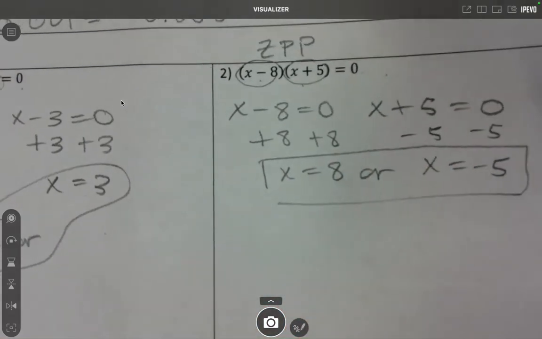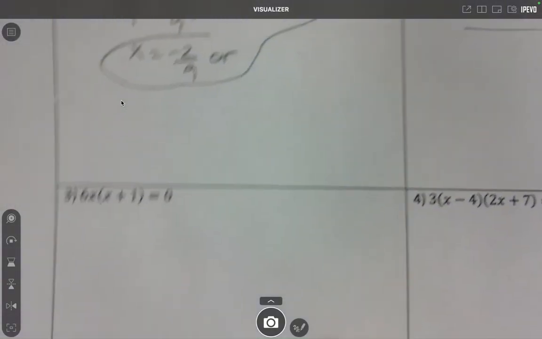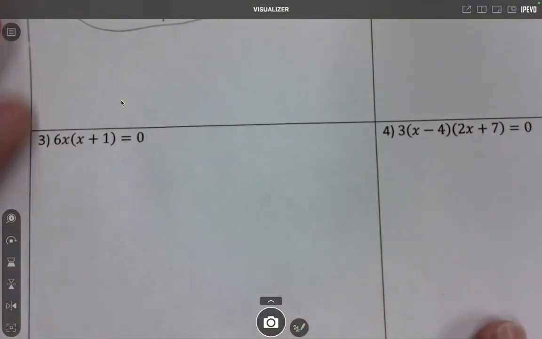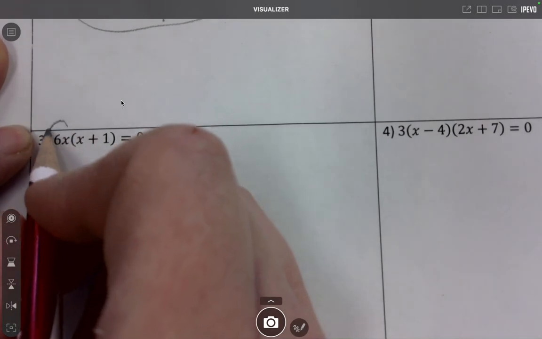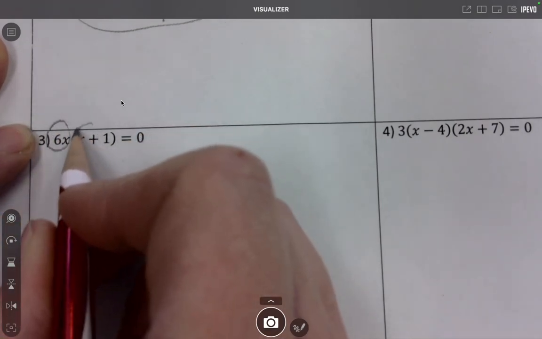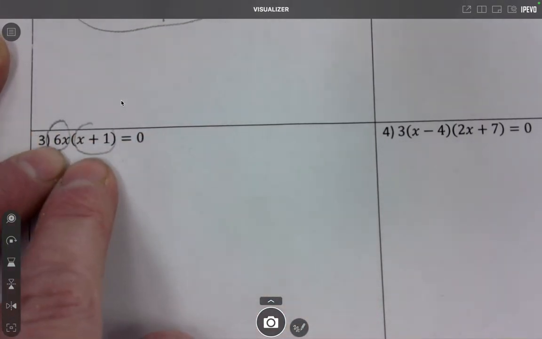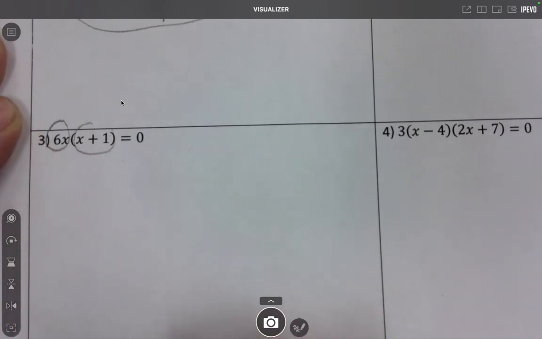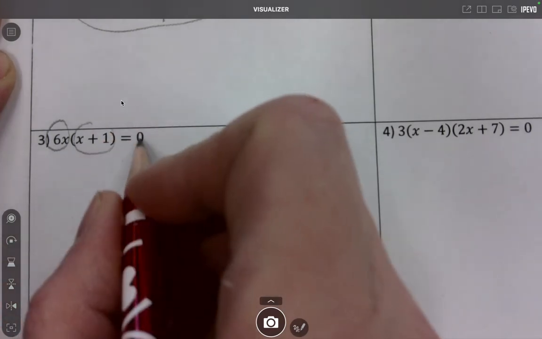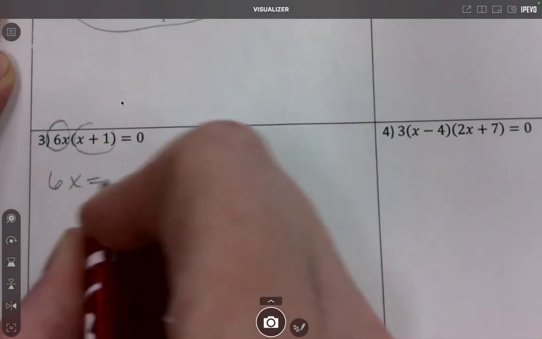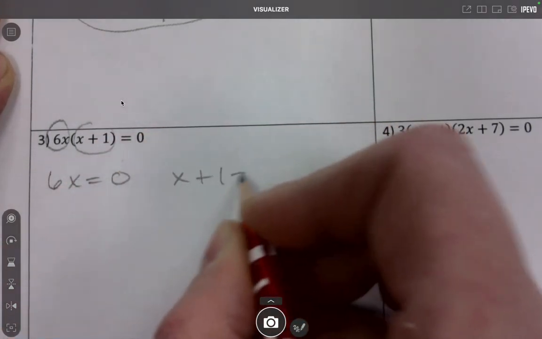All right, the next one's got a little bit of a trick. It doesn't have two binomials next to each other, but I do have a 6x being multiplied by an x plus 1, right? There's nothing between the x and the parentheses. When it's just sitting there, it means multiplication. So zero product property again, it's equal to 0. So either 6x equals 0 or x plus 1 equals 0.